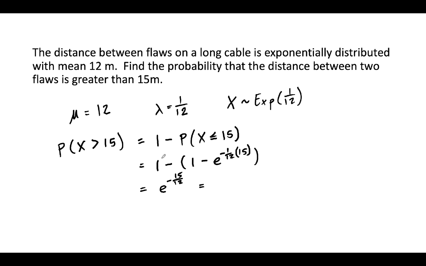So this step, if you do exponentials a few times, you can often skip and go straight from here to here, as long as you recognize that the greater than always gives you this simplified version. But you can always go back to this to be 100% certain. Okay, so let's go to our calculators and figure out what e to the negative 15/12 is. It's 0.2865 approximately. So the probability that the distance is greater than 15 meters is approximately 28.65%.